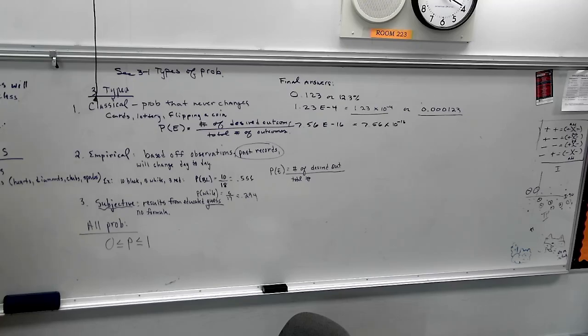13. 52 divided by 4 is 13. Can we play poker? Okay. How many of each card? 4 of each card, right? So you have 4 2s, 4 3s, 4 4s, 4 5s, etc.